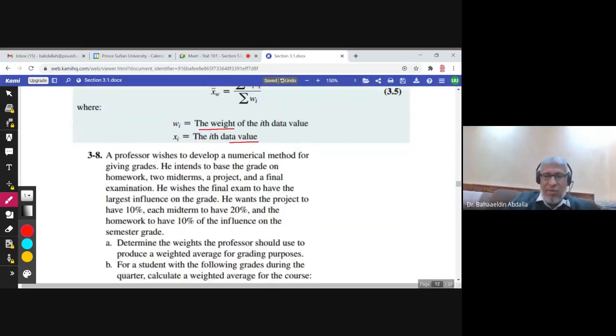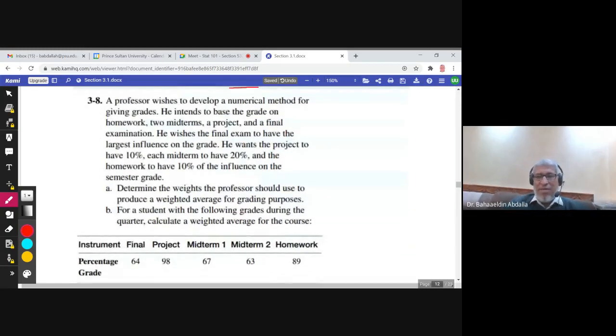Let us take some examples. First example is an important example for you. You can use it in this course actually. A professor wishes to develop a numerical method for giving grades in all of your courses. You need to understand this example for all of your courses.